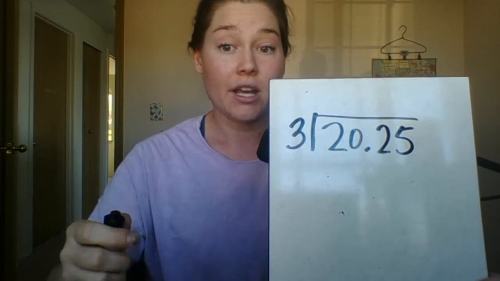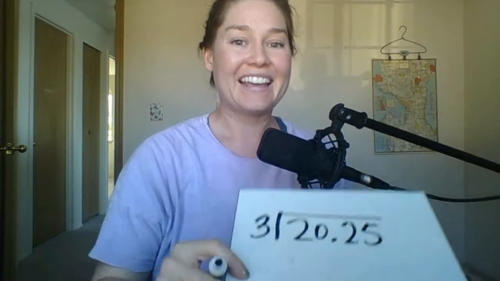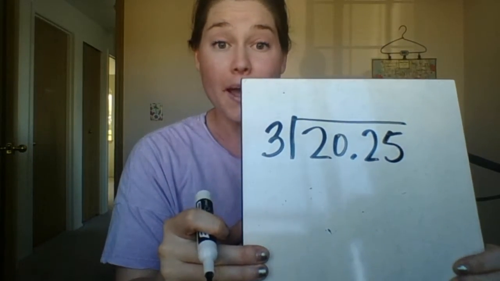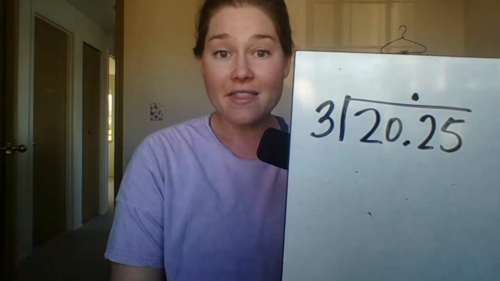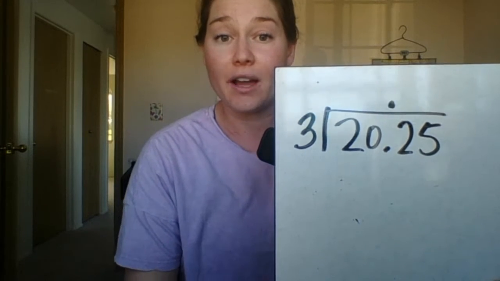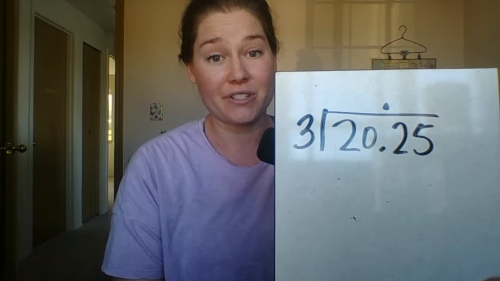spot in your quotient. So the first thing I'm always going to do when I divide is bring that decimal point up, right above where it is in the dividend, to the quotient. Okay, and then I just like to divide like normal. I pretend that the decimal point isn't there and continue on the normal steps for division.